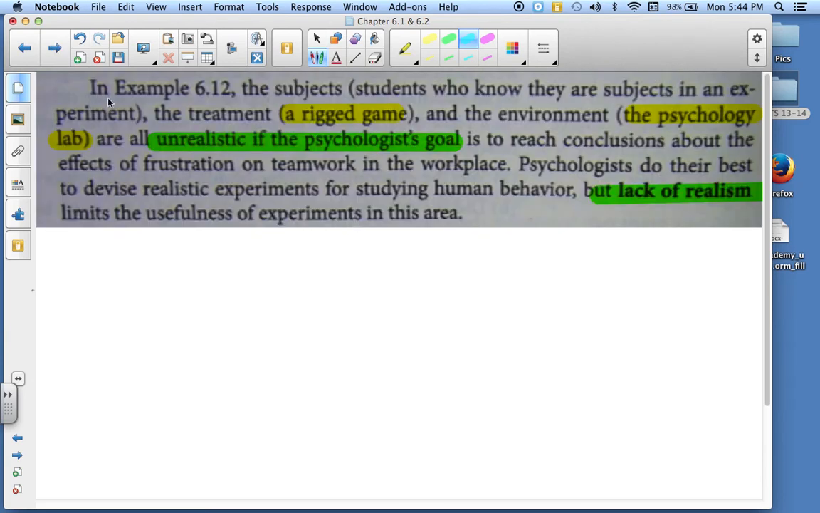All right, now make sure that whenever you conduct an experiment, that it seems realistic. If you have a subject, let's say a student who knows they're in a rigged game and that it's in a psychology lab, well, that's unrealistic if you're trying to discover the frustration of teamwork in a workplace. So it's not in a real setting. So make sure you try your best to make it as real as possible.